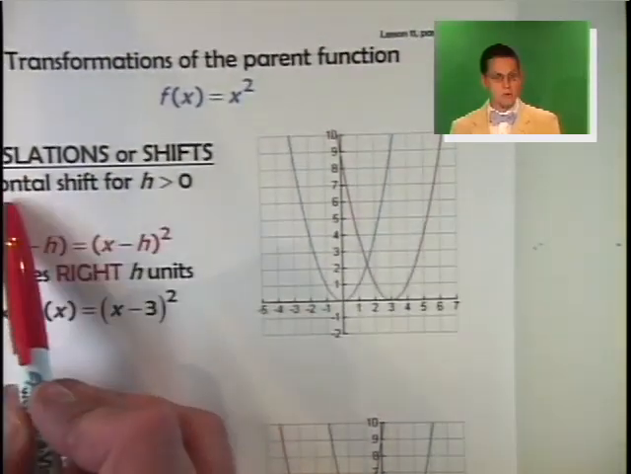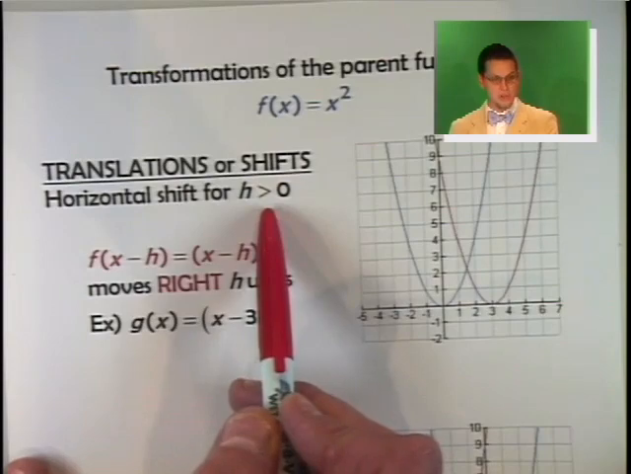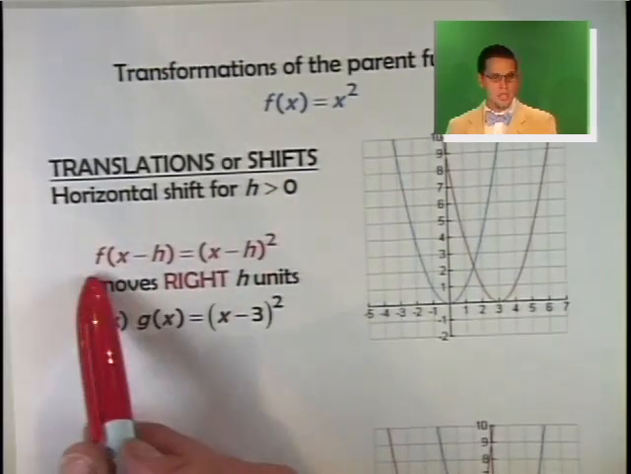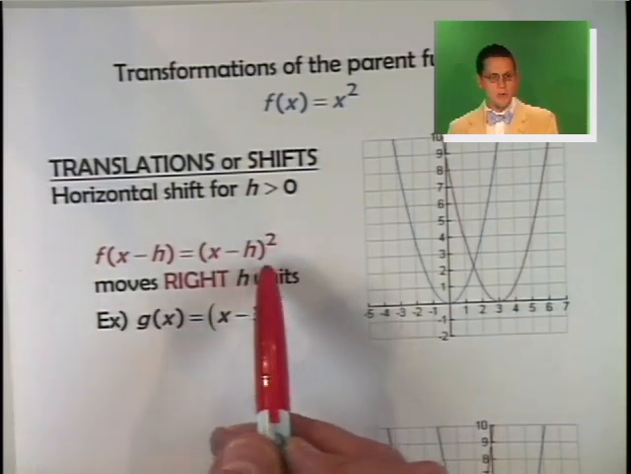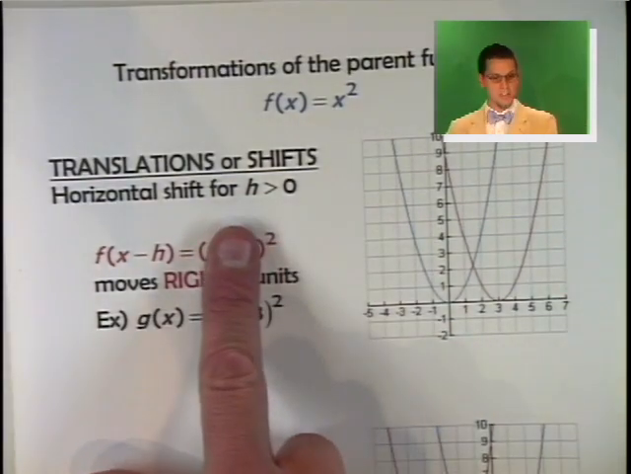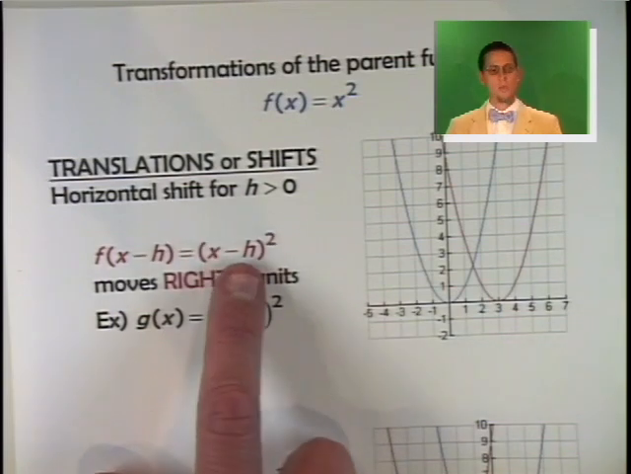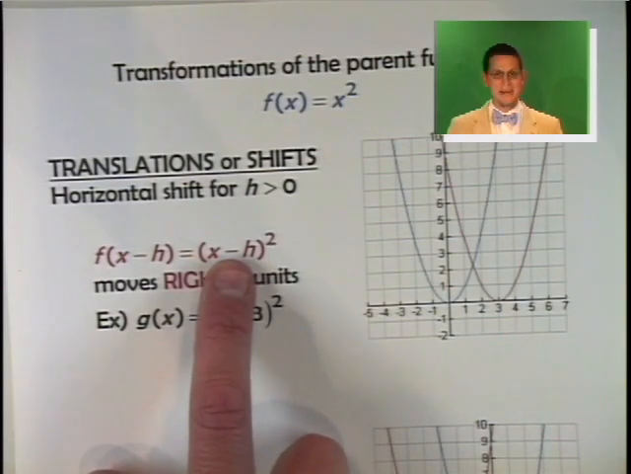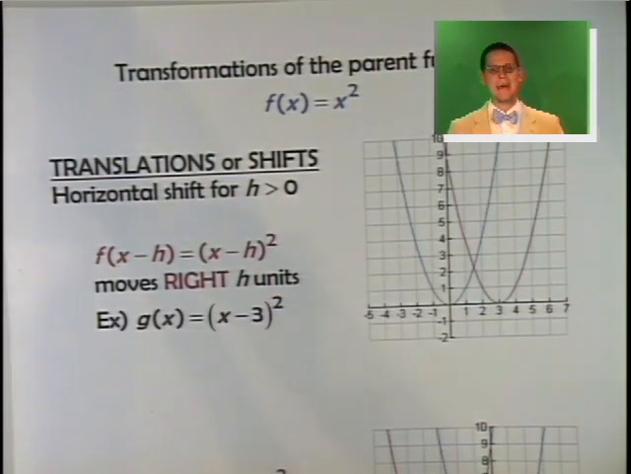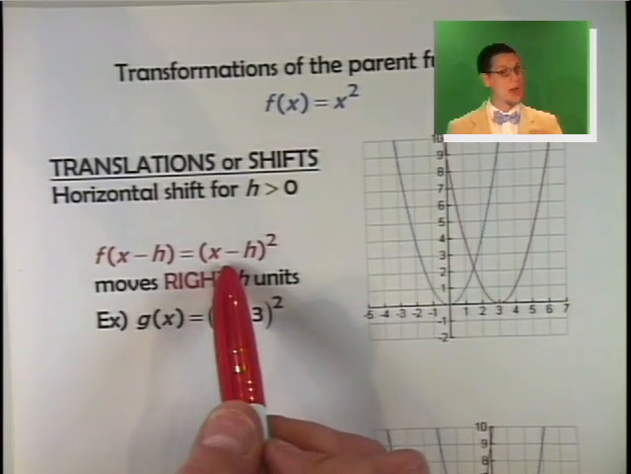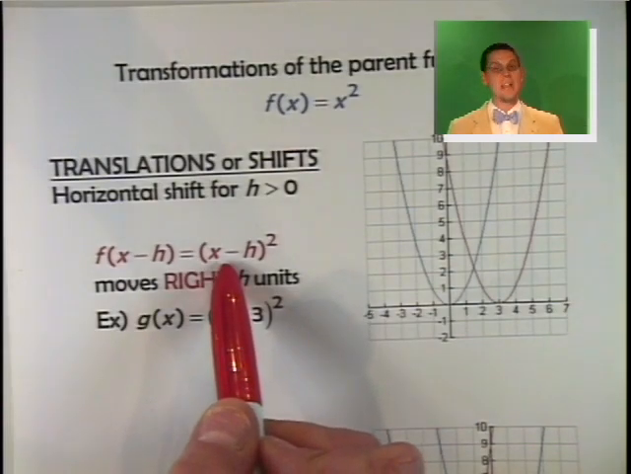So let's look at this right here. We're going to look for values of h that are greater than 0, positive h values. Here's what the form looks like. It's (x minus h) quantity squared. Now notice that the function is the squaring function, something squared, that's x squared. We are now adding or subtracting something inside the function before we square it. That's before we apply the function. Anything that has a direct effect on the x before you apply the function is going to affect the graph's x values. And in this case, if you're adding or subtracting, it's going to be a shift.